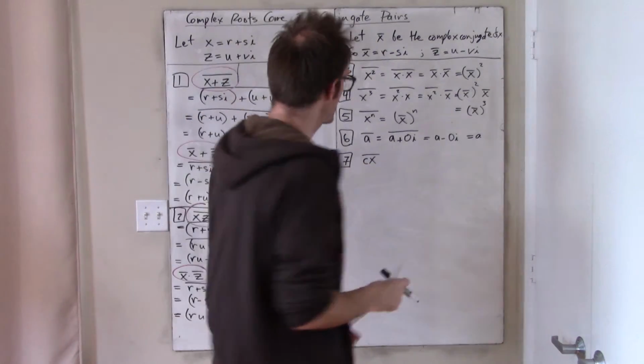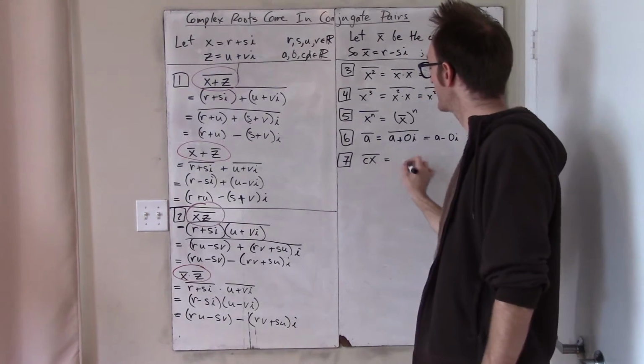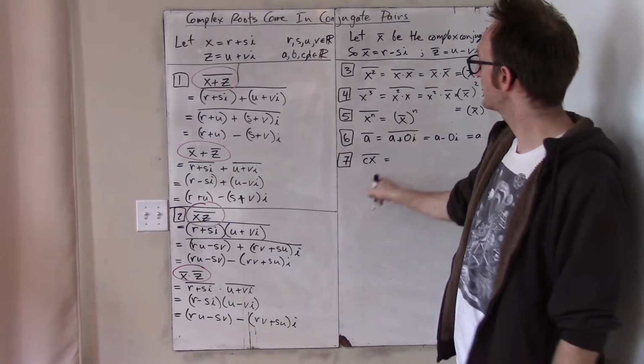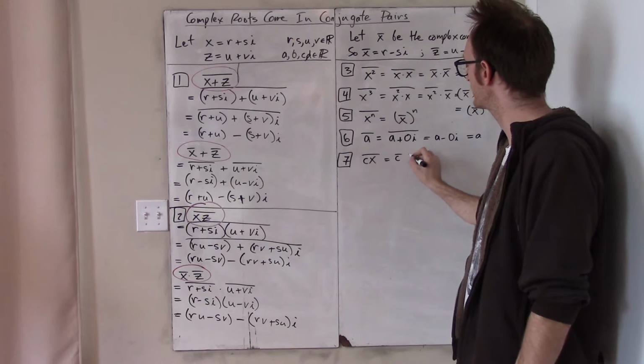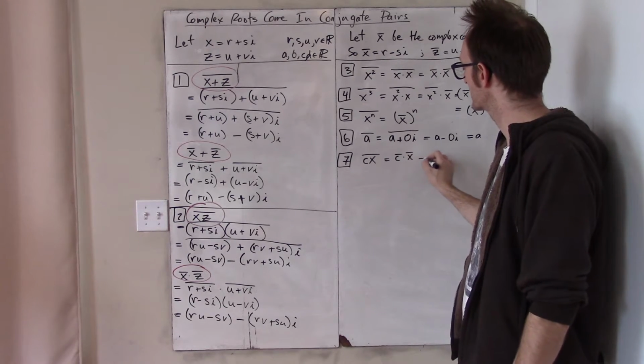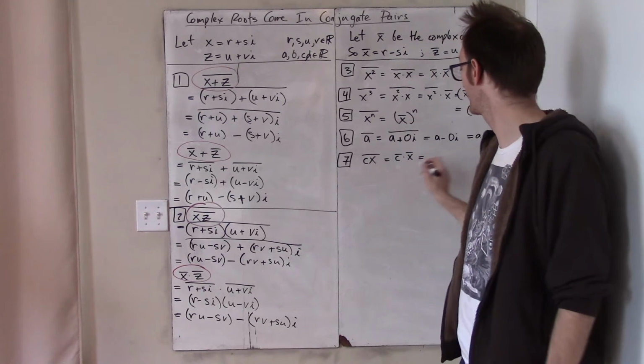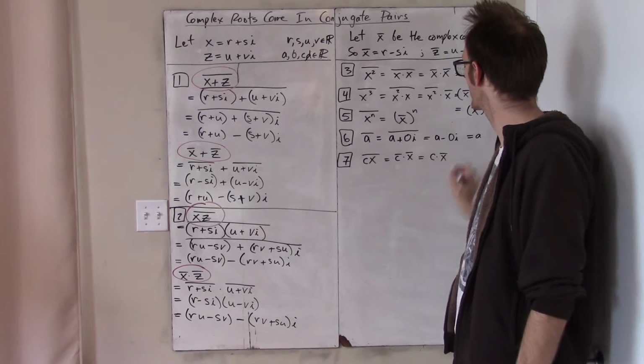So okay, what's the conjugate of cx? What I now do is apply rule 2, which says that the conjugate of cx is the conjugate of c times the conjugate of x. But the conjugate of c, c being a real number, is just c, so this is c times the conjugate of x.